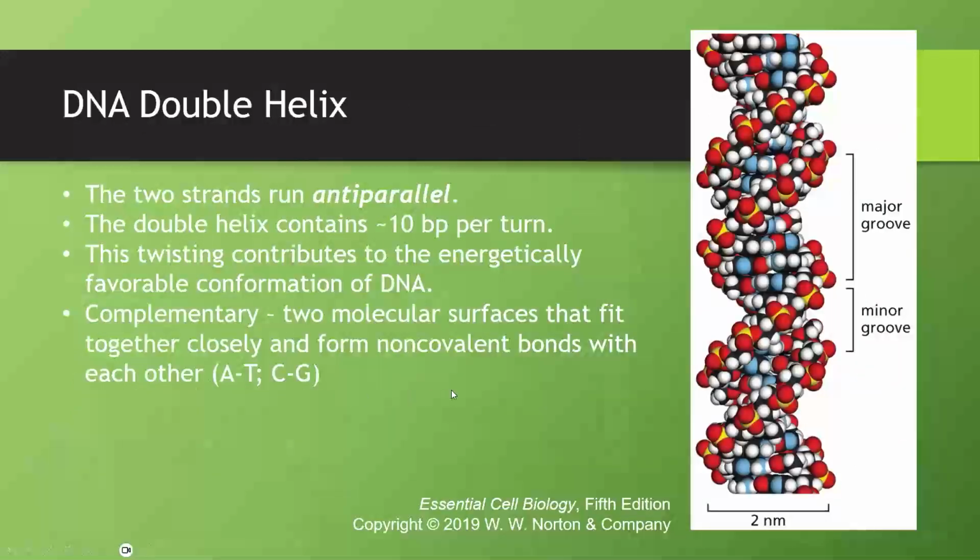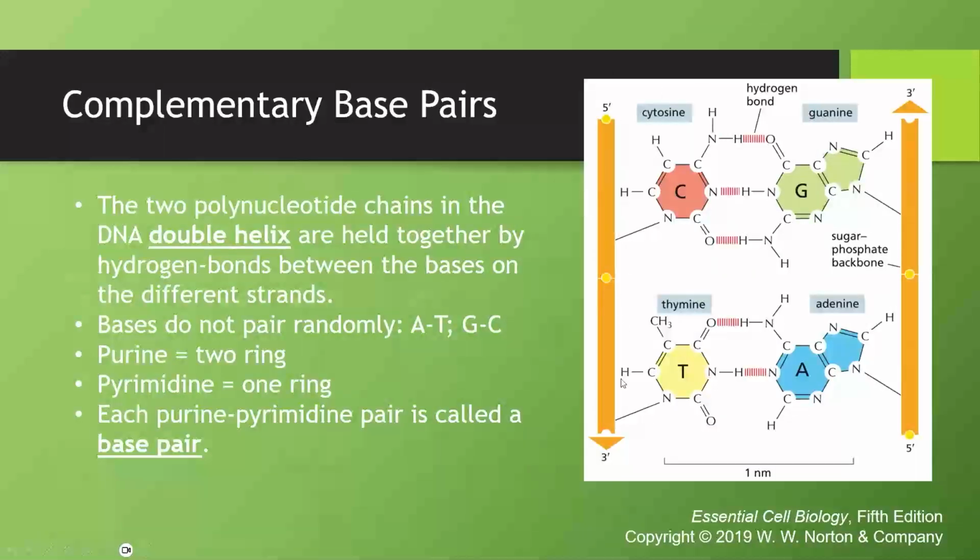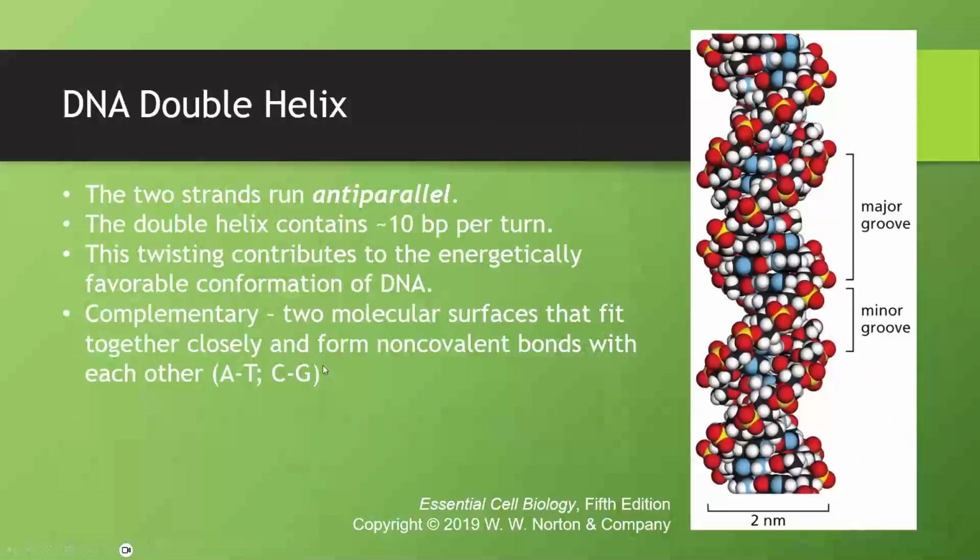The 2 double strands will run anti-parallel. So thinking back here, we would have our 5' to 3'. Well, you'll notice on the other side, it's going 3' to 5'. So they're running in opposite directions. The double helix contains roughly 10 base pairs per turn. So you should get 10 base pairs before you come around the circle. That is in the B type of DNA. It's not going to be in the triple helix that I had mentioned earlier. The twisting contributes to being an energetically favorable conformation, and it should be complementary.